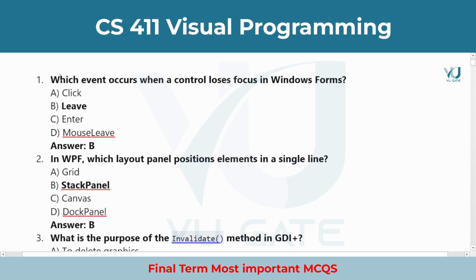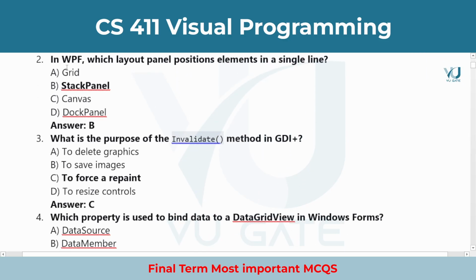Question 1. Which event occurs when a control loses focus in Windows Forms? The correct answer is option B, Leave. Question 2. In WPF, which layout panel positions elements in a single line? The correct answer is option B, StackPanel.